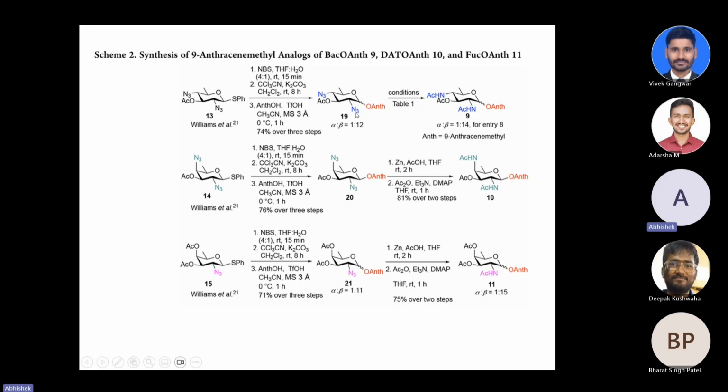For reducing this azide into NHAc, he did several experiments by changing the reagent, as I'm going to discuss in the upcoming slide. Anthracene glycoside product.